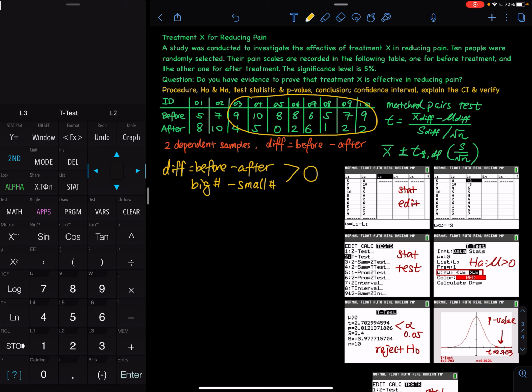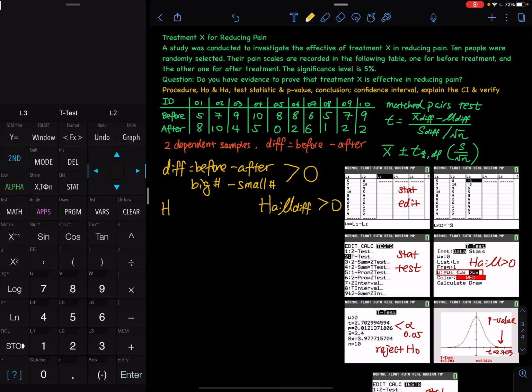If you take a number from before, subtract the number on after, so let's say 9 minus 4, 10 minus 5, 8 minus 0, 8 minus 2, they are all greater than 0. Because you expect to be very painful before the treatment and not too painful after the treatment. So a big pain scale minus a small pain scale must be greater than 0. So that's what you put in your HA. In your HA, the mu difference has to be greater than 0.